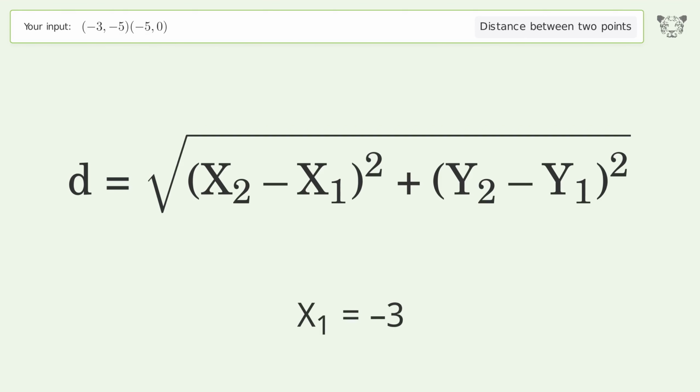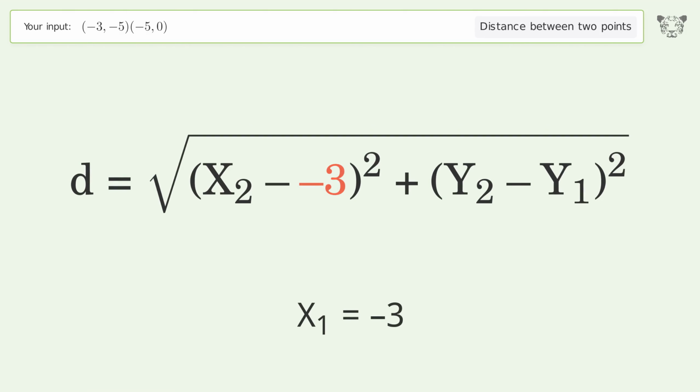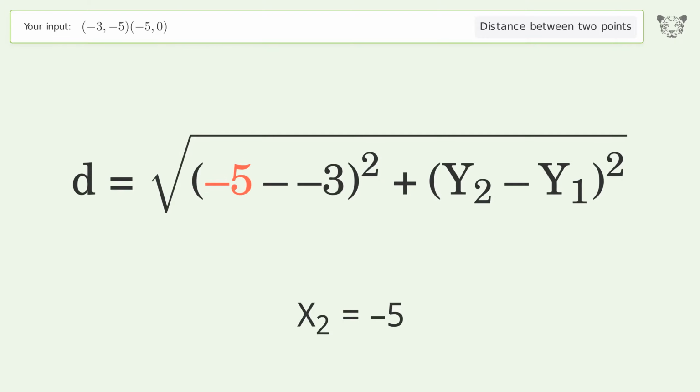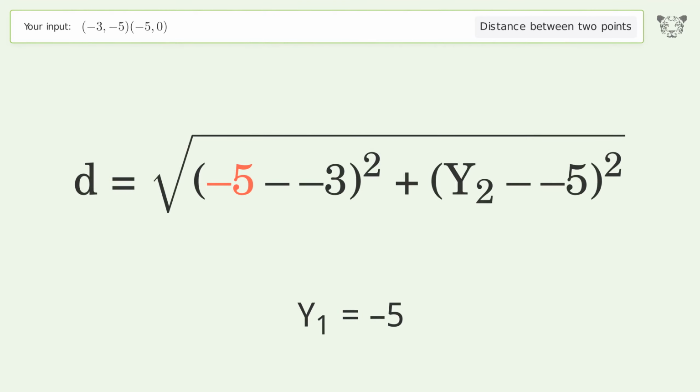x1 equals -3. x2 equals -5. y1 equals -5. y2 equals 0.